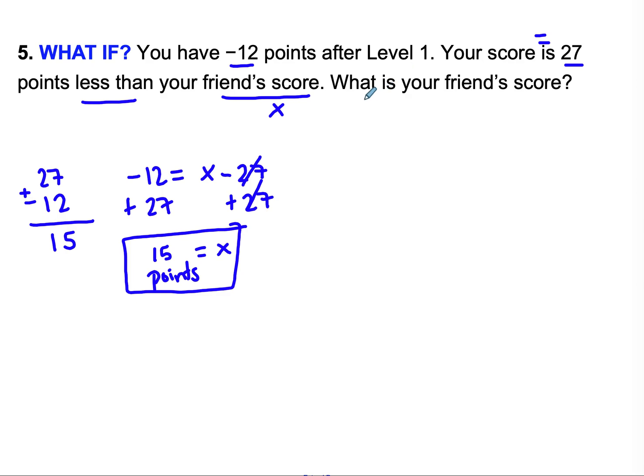Okay, let's reread the problem and see if that makes sense. So I had negative 12 points. My score is 27 points less than my friend's score. My friend's score has to be bigger than mine. My friend got 15 points. And yeah, 15 points is 27 points more than mine. My score is 27 points less than my friend. Okay, so that answer makes sense.